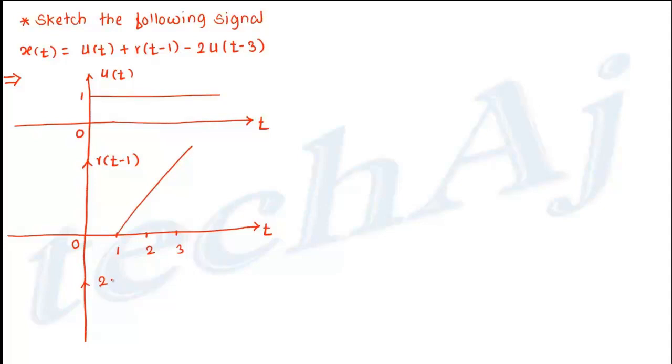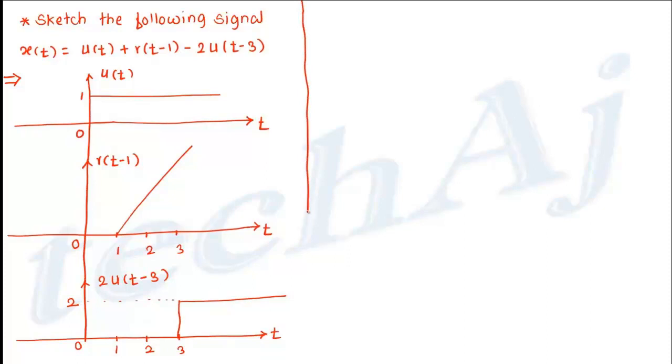And the next signal is 2u of t minus 3. Now u of t minus 3 is nothing but a delayed unit step signal by a factor of 3. As it is delayed by 3, it is shifted to the right by a factor of 3. So it will start from t equal to 3. And it is amplitude scaled by a factor of 2. So it will have the amplitude 2.